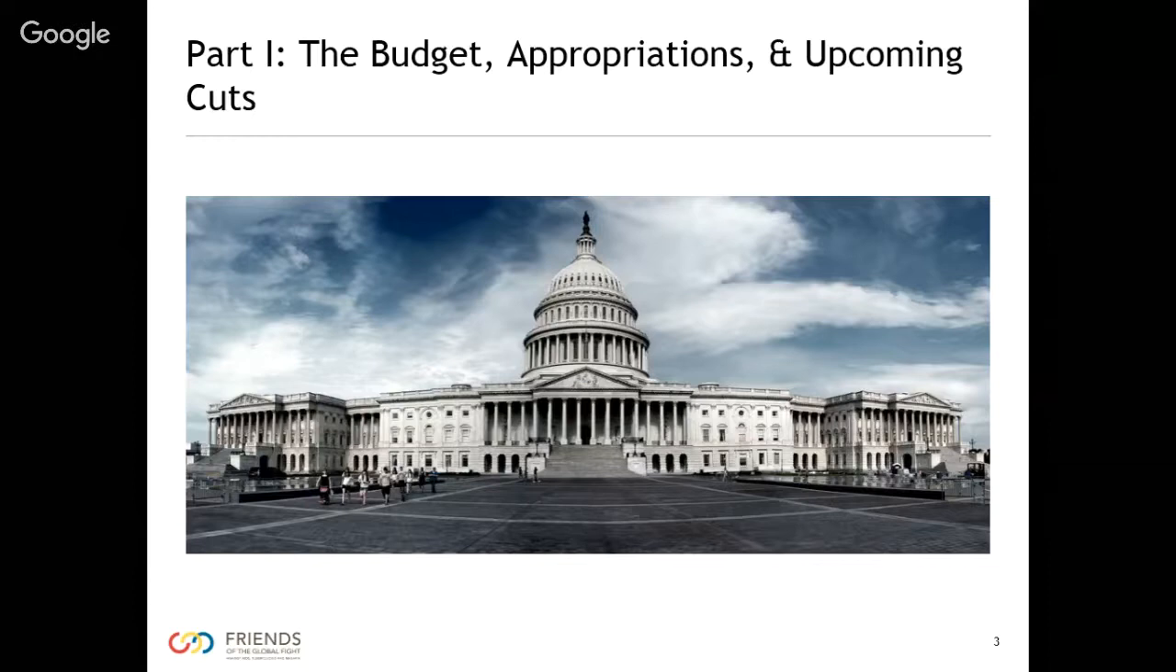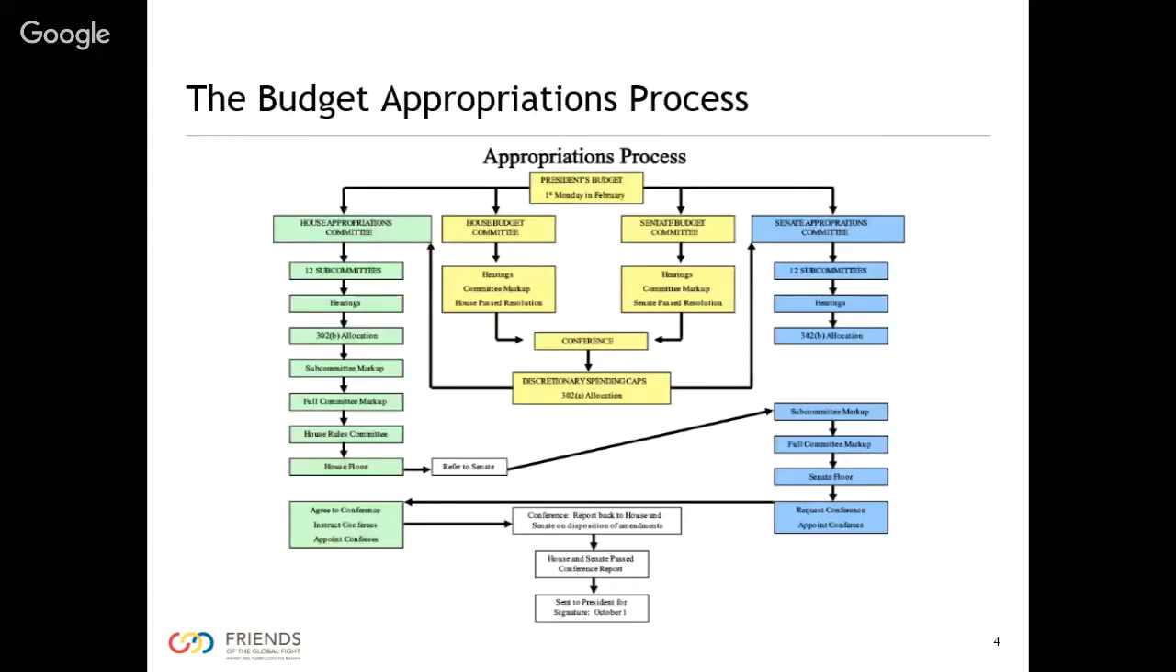The other category of funding is known as discretionary spending. All federal funding that reaches international development and global health programs is part of this discretionary spending. The authority for discretionary spending stems from annual appropriations acts, which are under the control of the House and Senate Appropriations Committees. So how does the budget appropriations process work?